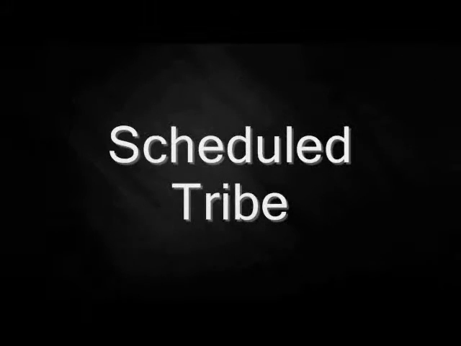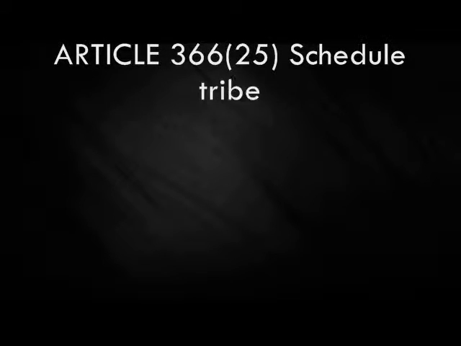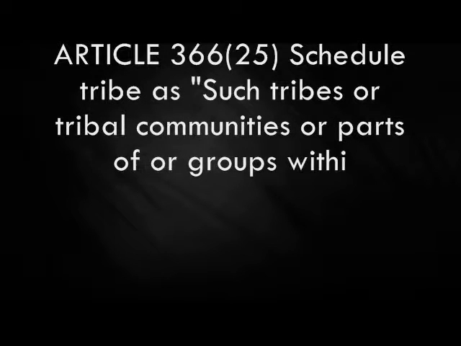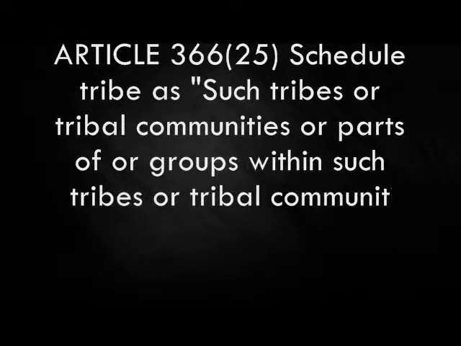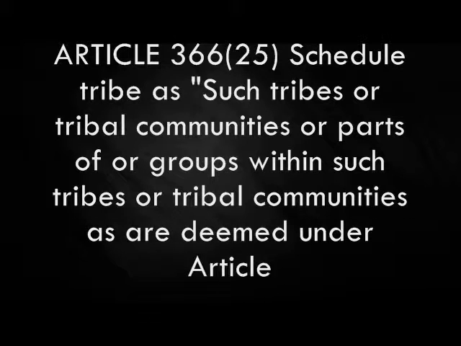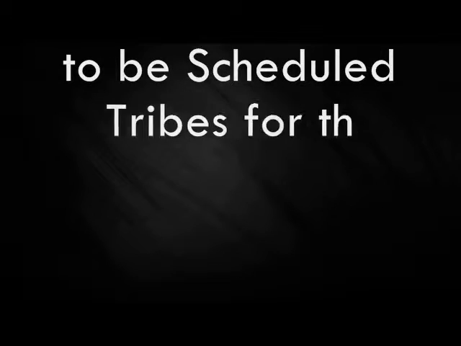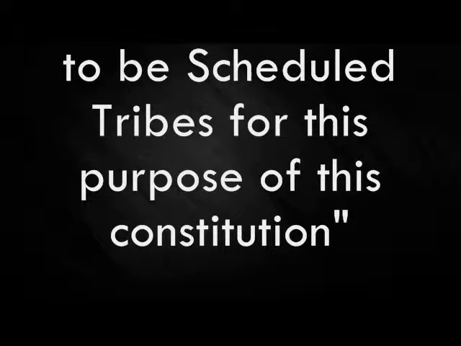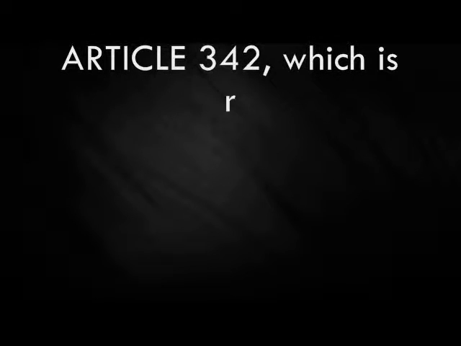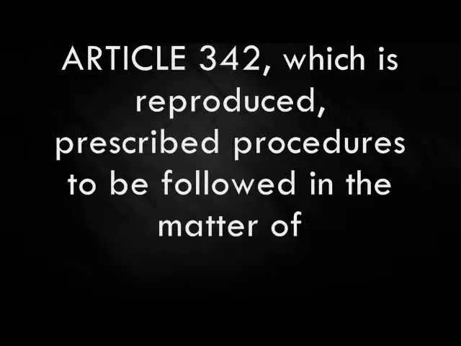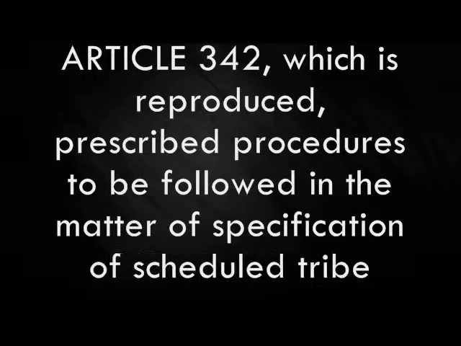The term scheduled tribe first appeared in the Constitution of India. Article 366 defined scheduled tribe as such tribes or tribal communities or part of or group within such tribes or tribal communities as are deemed under Article 342 to be scheduled tribes for the purpose of this Constitution. Article 342 prescribes the procedure to be followed in the matter of specification of scheduled tribes.